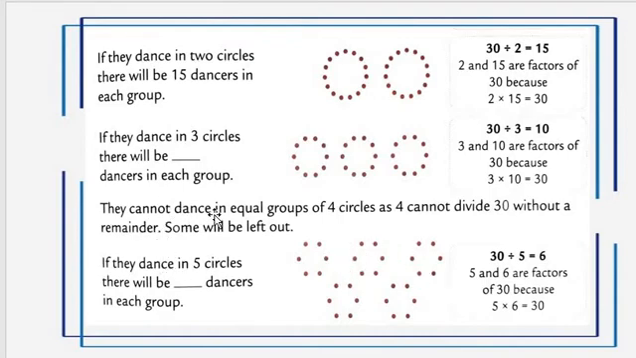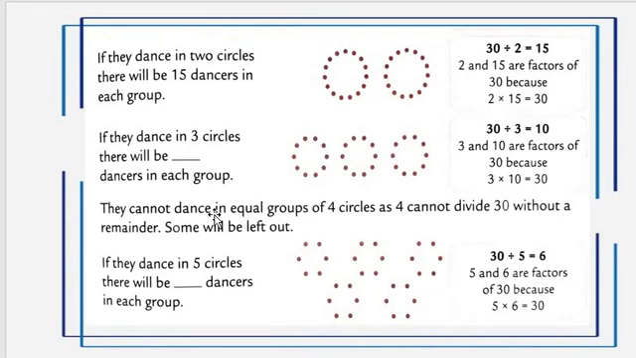They cannot dance in equal groups of 4 circles, as 4 cannot divide 30 without a remainder. Again, they cannot dance in equal groups of 4. They can dance in group 1, group 2, group 3 and group 5, but not in an equal group of 4 circles, as 4 cannot divide 30. In table number 4, 30 will become, dear students, speak the table number 4.